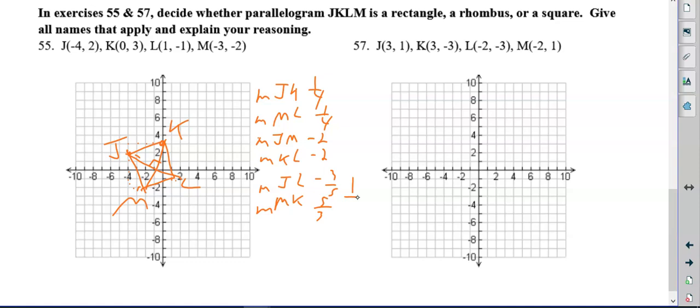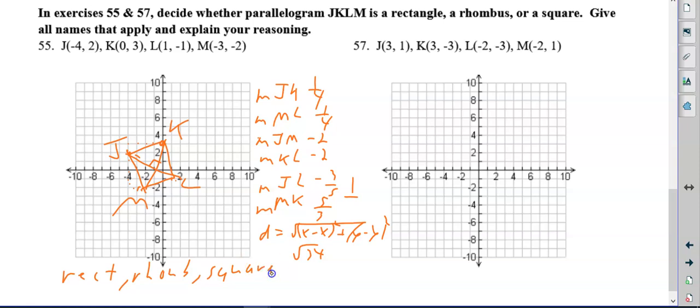So that's nicer. So I'm not going to do the whole distance formula for you, but it is, remember, the square root of x minus x squared plus y minus y squared. And you'll find out that the distance on both of them is the square root of 34. So we know that this shape is a rectangle, a rhombus, and a square. It says all the names that apply.